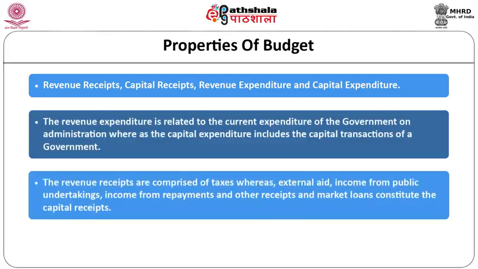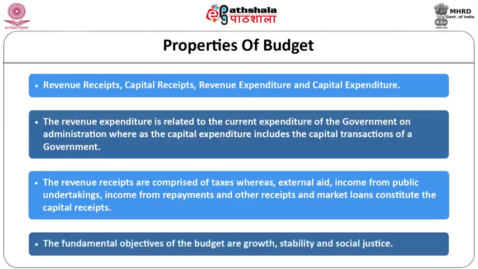Revenue receipts are comprised of taxes, whereas external income from public undertakings, income from repayments, other receipts, and market loans constitute capital receipts. The fundamental objectives of the budget are growth, stability, and social justice.